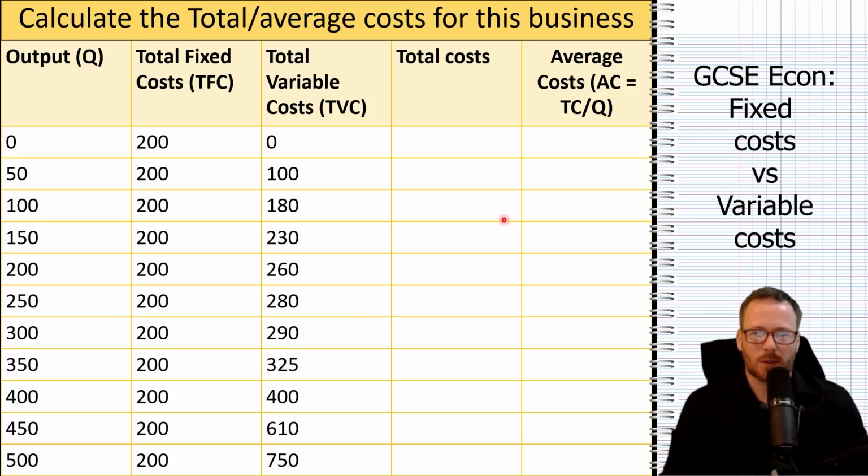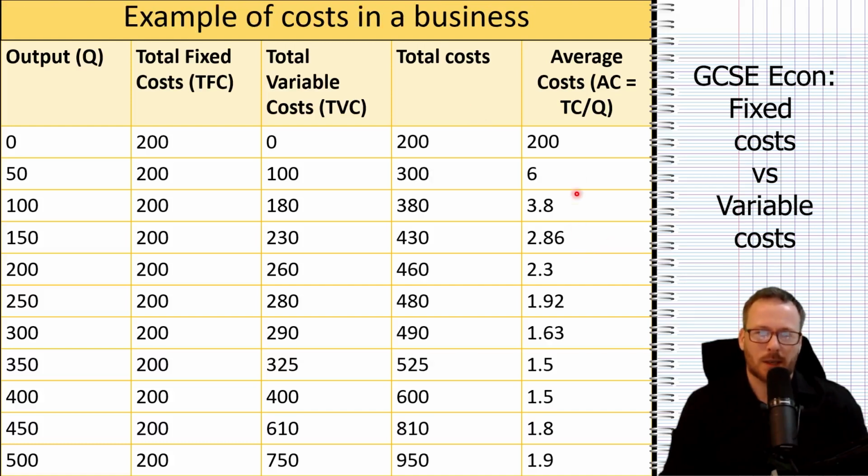Right, moving forward. Can you calculate this table for me? We're going to have total costs and we're going to have average costs in this column. So if you remember what I said before, you can see the equation there for average cost. Can you give it a go? All right, let's have a look.